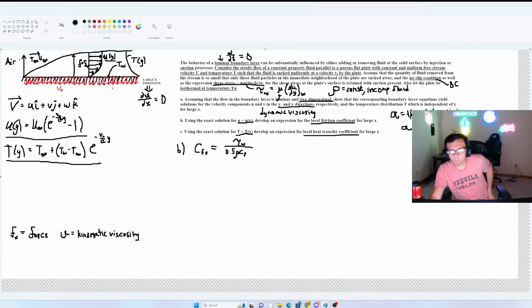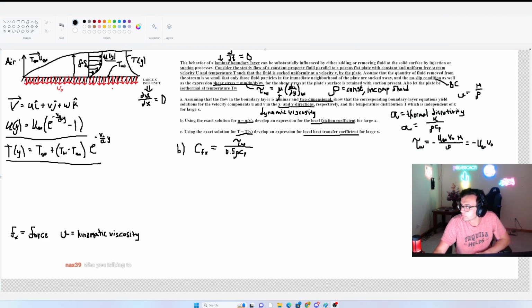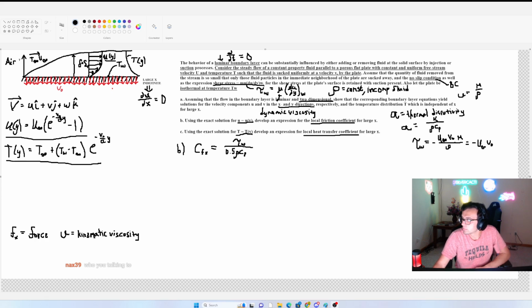But what's mu over viscosity? Mu over viscosity is density, because viscosity equals mu over density. So you can cancel out the mu. So this is equal to minus u infinity V sub O times density.